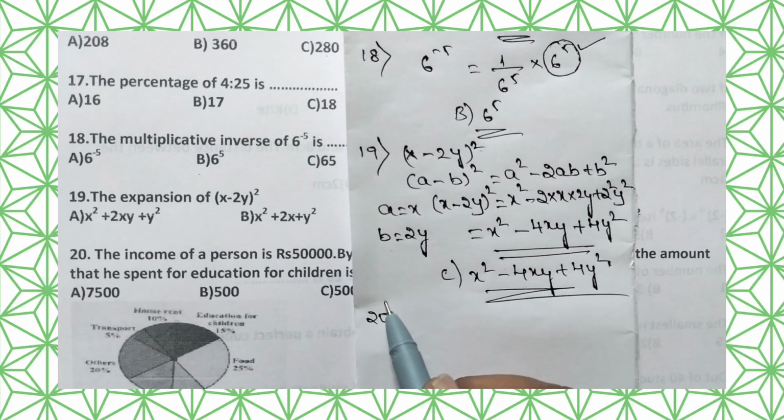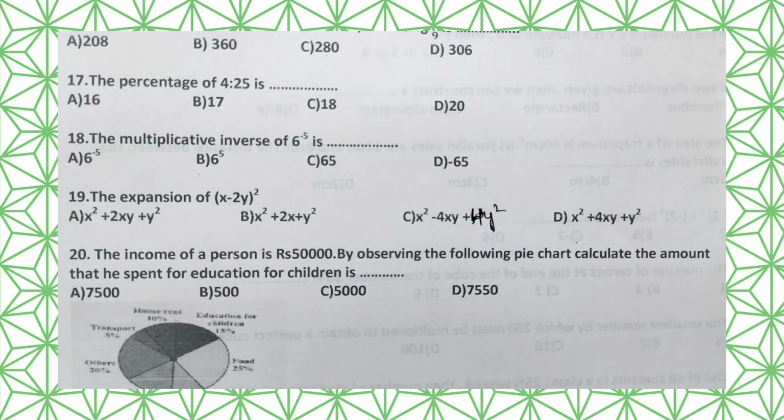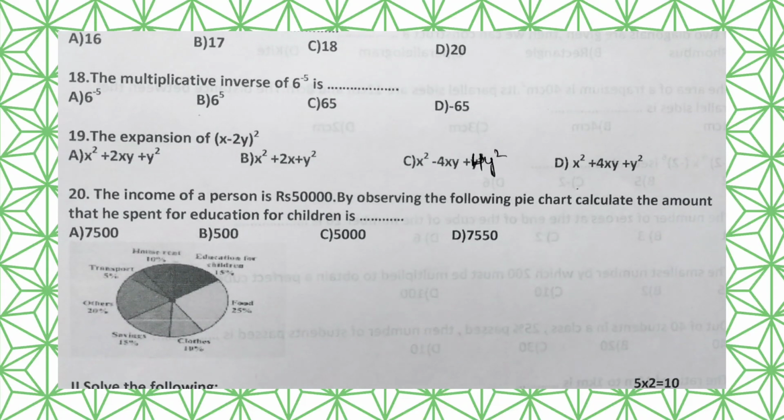Now let us go for the last MCQ of this paper. The income of a person is rupees 50,000. By observing the following pie chart, calculate the amount that is spent for education for children.